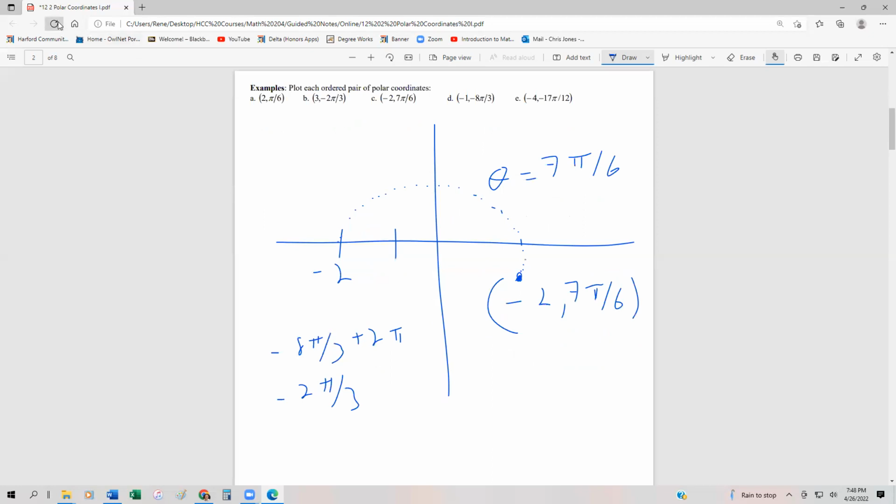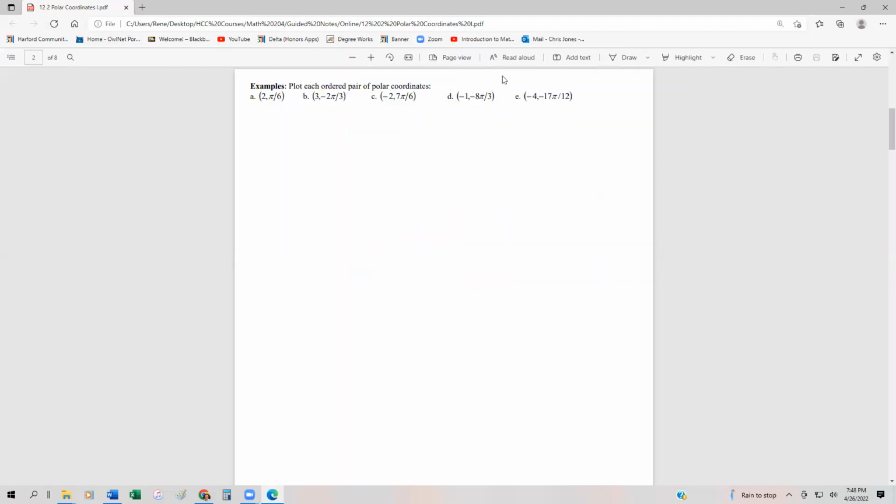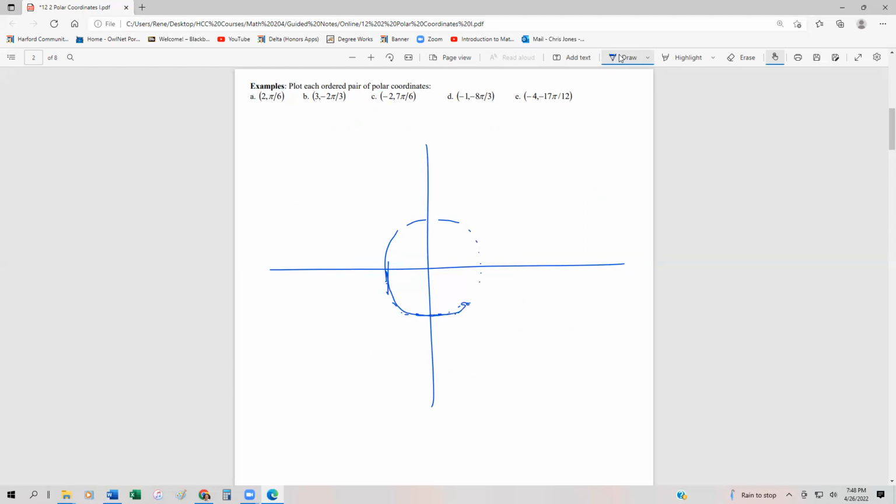If we refresh this, just so we have a new platform to work with, we have negative 1 and negative 8 pi thirds. So we would go around one time, that's the 2 pi for that, and then negative 2 pi thirds would end up, if I were to draw it, maybe right about here. In reality, the point negative 1, negative 8 pi over 3 is the exact same coordinate as negative 1, negative 2 pi thirds.